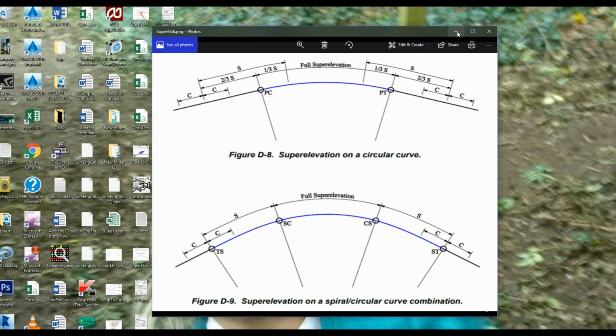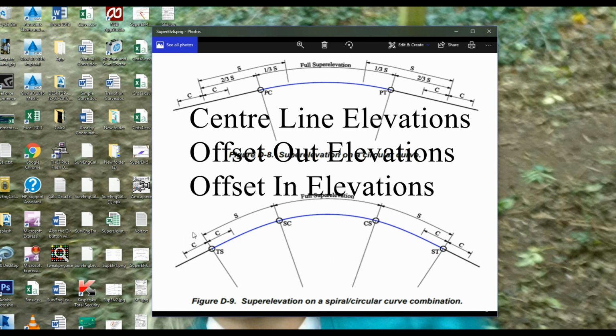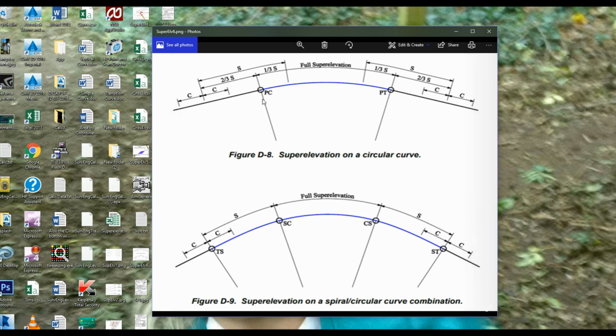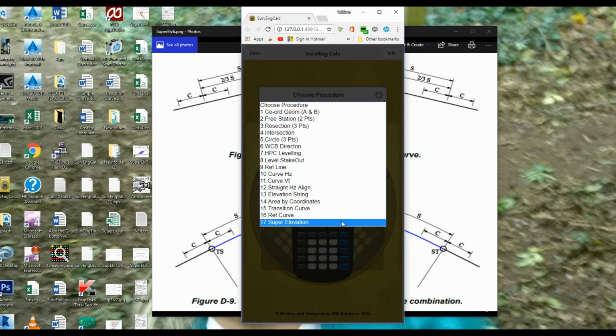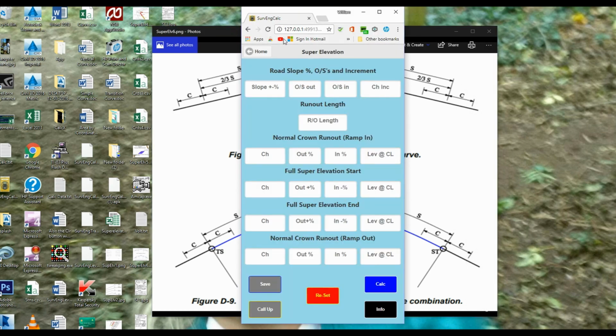Okay. Right. Now what we're going to do now is use the app to calculate the levels at offsets going around the curve. Okay, and it would be the same for both cases there. So it'd be calculate the levels for the straights and the curves, and for the offsets as well. I'm going to choose the super elevation procedure there.